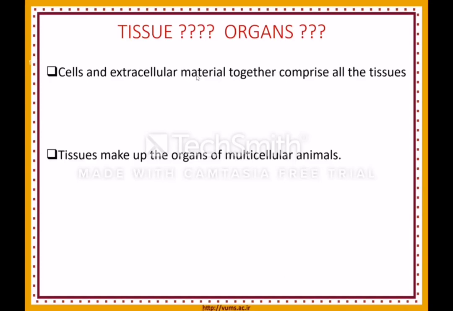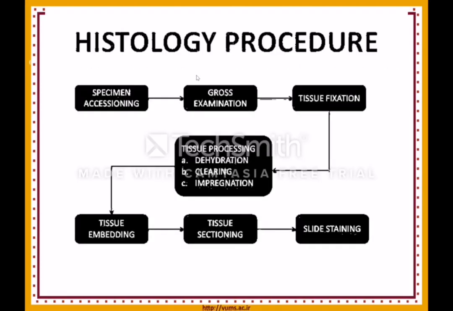At first, we should know how we can prepare tissue or cells to be able to study them under the microscope. For this procedure, at first we should obtain the specimen, do gross examination of the specimen, fix the tissue, then do the tissue processing, including dehydration, clearing and impregnation, and finally embedding, staining and studying under the microscope.